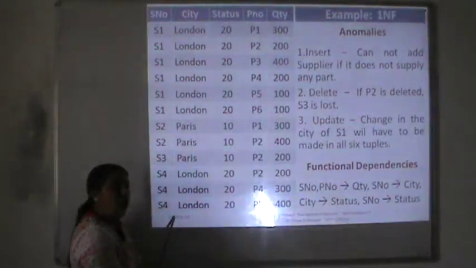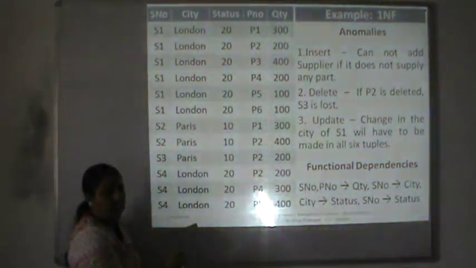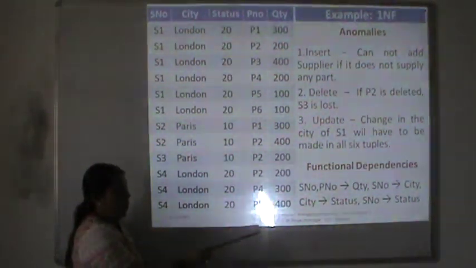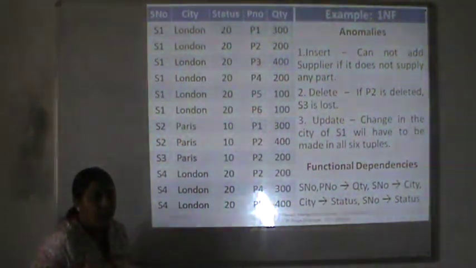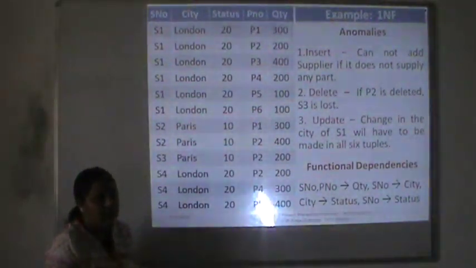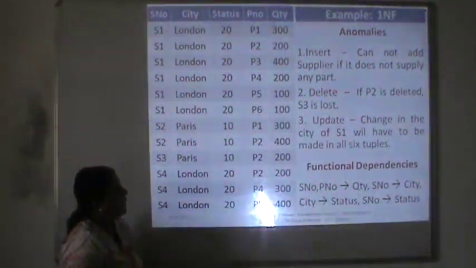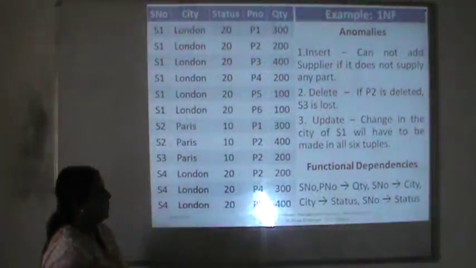Now since it is not possible for me to enter any supplier which has not supplied any part yet, here we find the insertion anomaly exists. Here we cannot add any supplier if it does not exist.